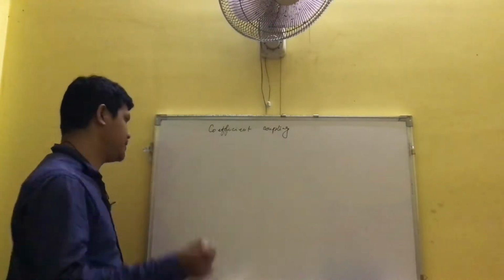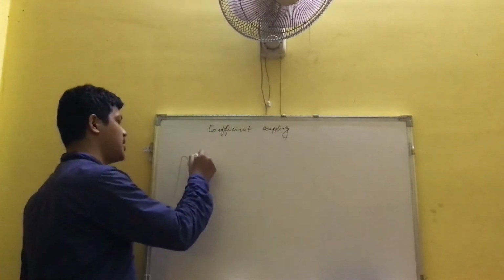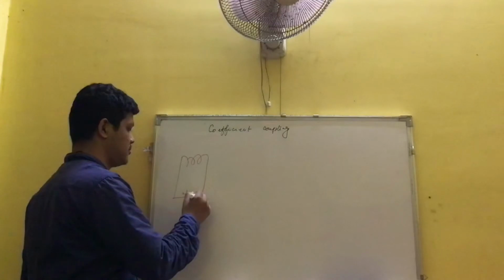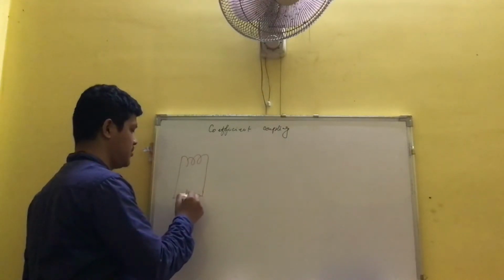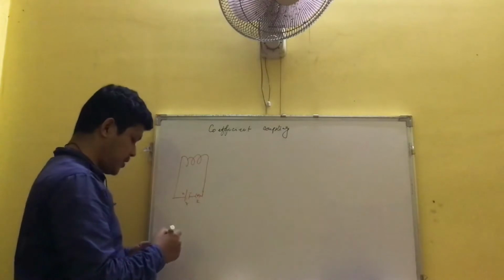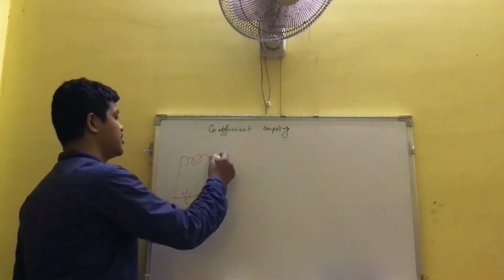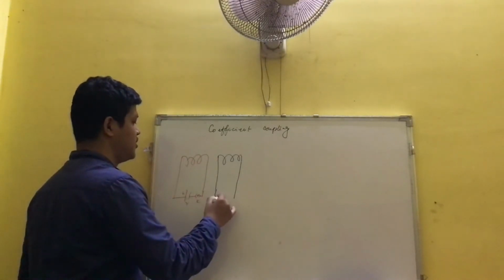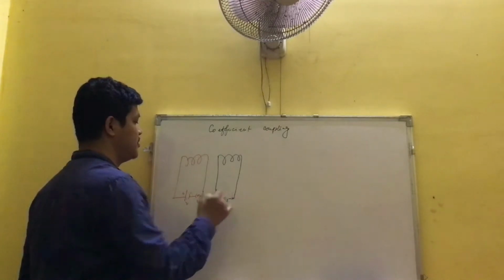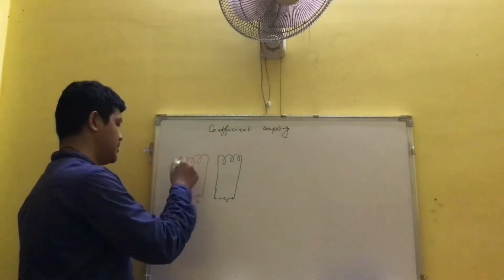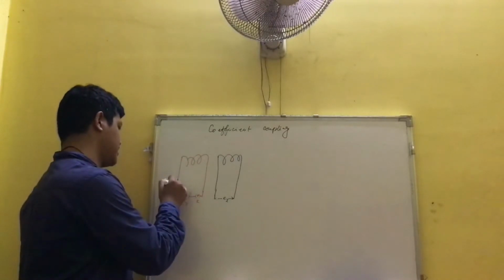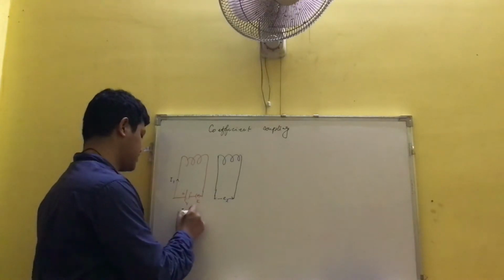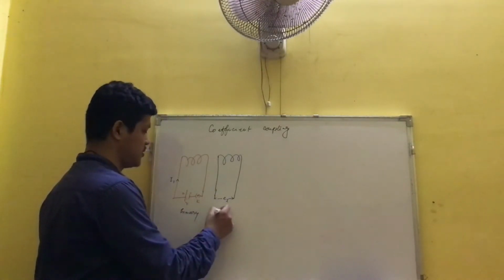suppose we have two coils. This is the primary coil. And another coil, this is suppose the secondary coil. And due to mutual induction, there will be an EMF induced in the secondary coil, due to the current through the primary coil. This is the primary coil. Secondary.